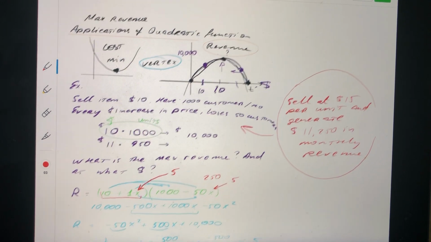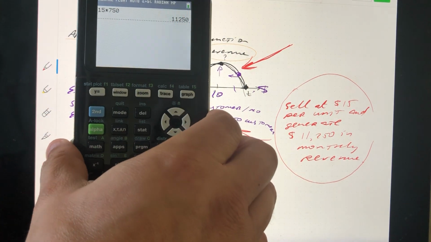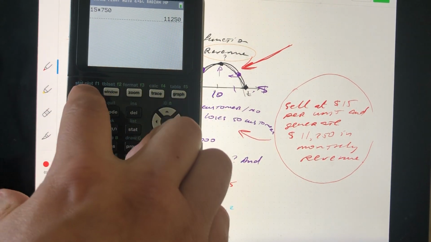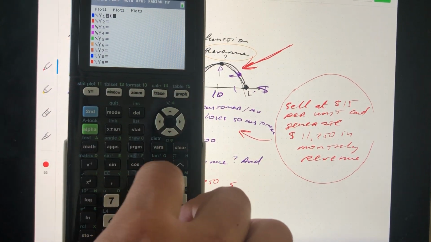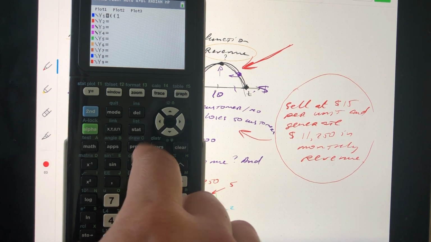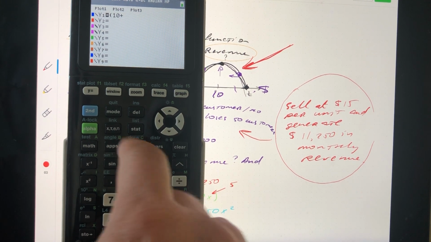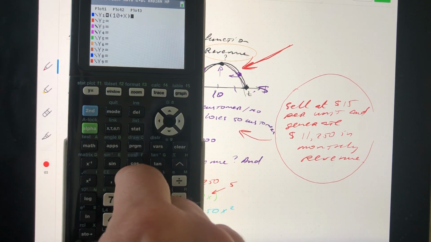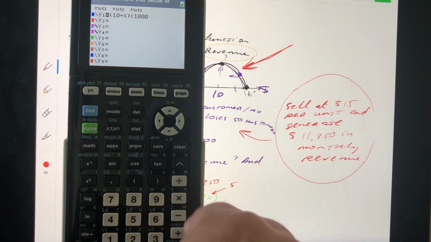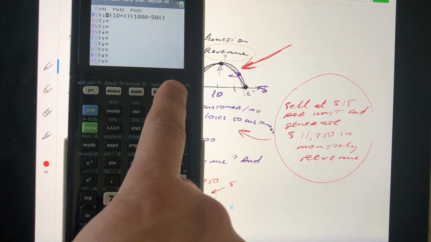Now with the calculator, let's make a sketch and let's see if we actually get this diagram. Now we would have to do some adjustment of the window because our scale is going to be a bit off. So let's type in the equation just as it was. The original setup was one set of parentheses, 10 plus 1x, and then 1000 minus 50x. So now let's look at the picture.